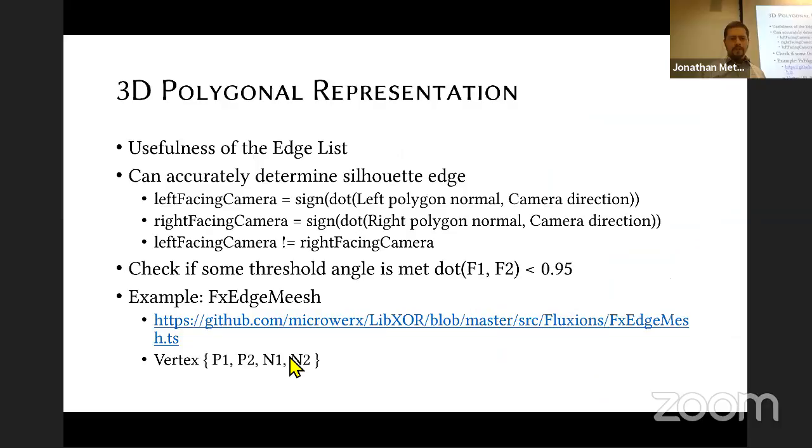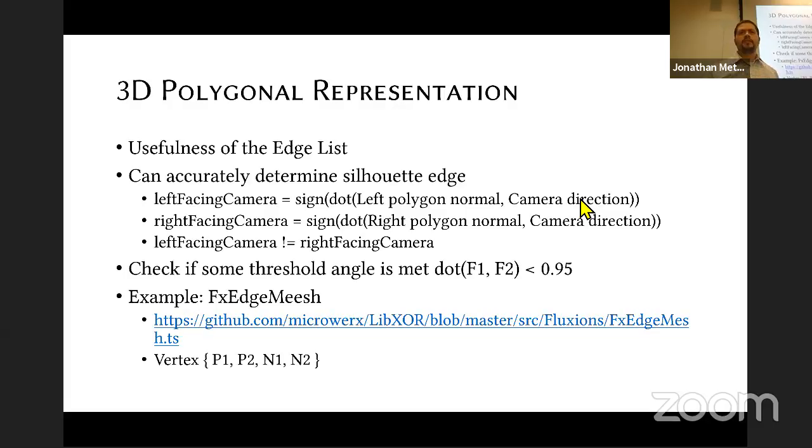Okay, so let's look at the usefulness of this edge list. It lets you accurately determine the silhouette edge. Let's say you have two polygons, and they each have a normal associated with them. So you have two directions, and they share an edge. That edge has the information of which polygon is on the left and which is on the right. Then you could take the dot product between the normals of the polygons and the camera direction and determine whether they're front facing or back facing.